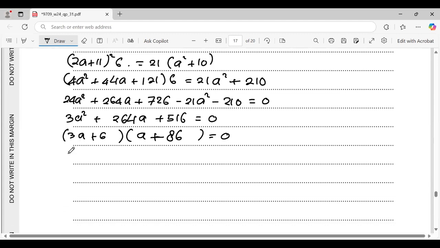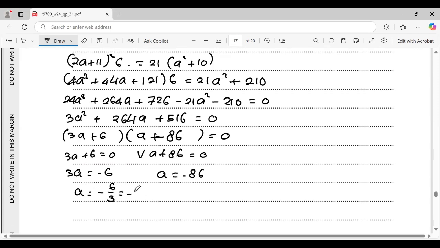So 3a plus 6 equals 0, or a plus 8/6 equals 0. So 3a equals minus 6, a equals minus 8/6. So a equals minus 6 over 3, which is minus 2. So a equals minus 2 and a equals minus 8/6.